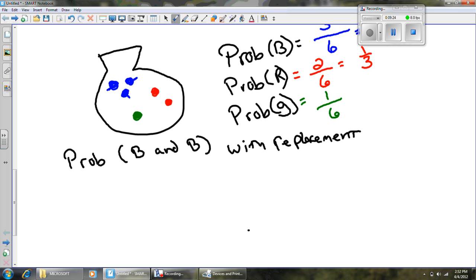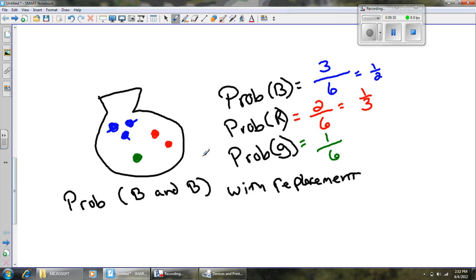The probability of getting a blue on the first draw, blue on the second draw, without replacement, and then I'll do it with replacement. Well, I know from my figuring up above that the probability of getting a blue is 1/2. It's really 3/6, but it simplifies to 1/2. And the probability of getting a blue, again, since I put the first one back, is also 1/2. Now, if I was paying attention yesterday, I know that I should be multiplying these together.